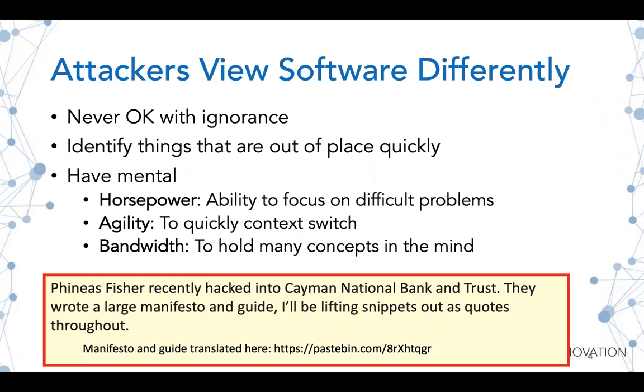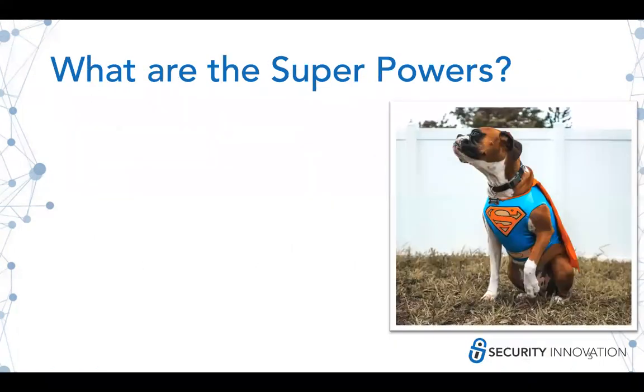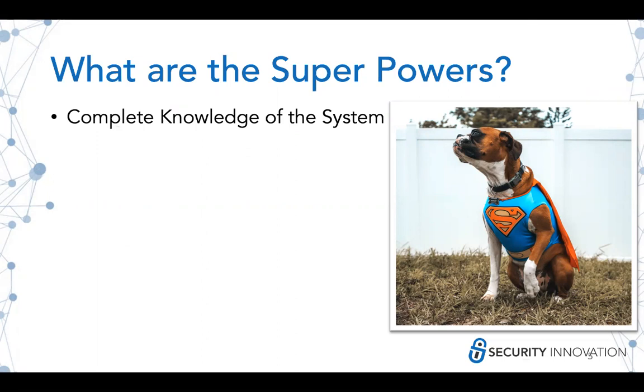So this is how attackers view software differently. Now, what are those superpowers? I love that picture. So attackers have these superpowers. And I often think about what makes for a great hacker or attacker or a great security engineer. We're going to dive into each of these more in a second. But the first one is a complete knowledge of the system.